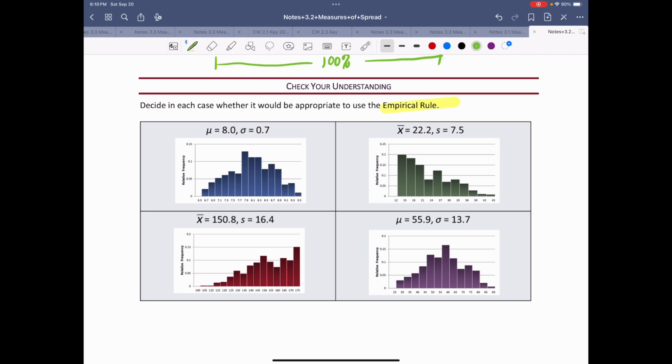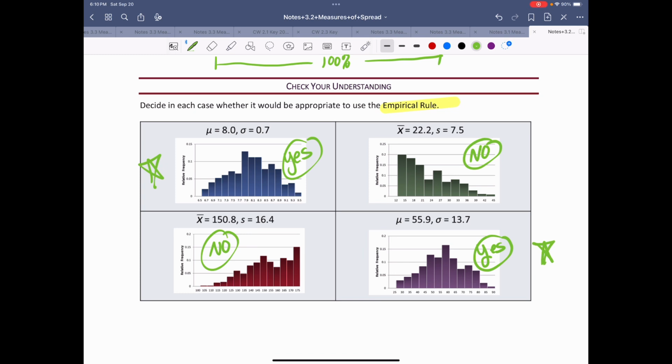All right, this one would be yes, it's bell-shaped. Purple one would be yes, bell-shaped. Green one is no, it's skewed right. Red one is no, it's skewed left. So the empirical rule holds for the two that are bell-shaped. The empirical rule does not hold for the other two.